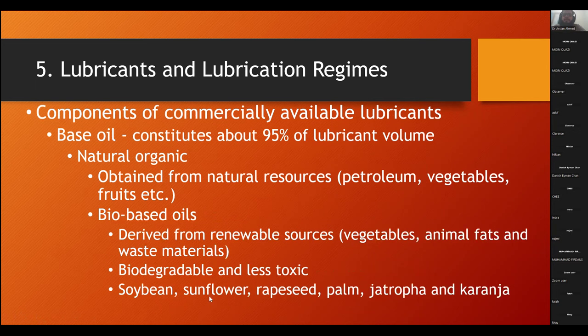So bio-based oils come from vegetable oils, animal fats, and waste materials. Recently, one of my research students worked with chicken fat oil. They took chicken fat and converted it into biofuel and bio-lubricant. So a lot of things can be done in this area, and they can be used to protect the environment. Soybean, sunflower, rapeseed, palm oil, jojoba oil, and carrot oil are also used in various countries to produce biodegradable oils.